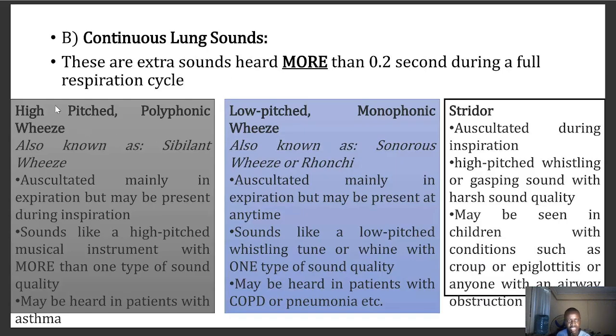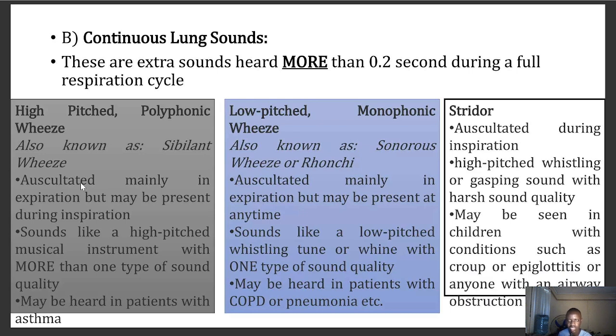Don't forget about that. What about wheezing? The high pitched wheeze is also known as sibilant wheeze. It is mainly auscultated in expiration, but may also be present in inspiration. These sounds are high pitched and musical, and are heard in patients with asthma.